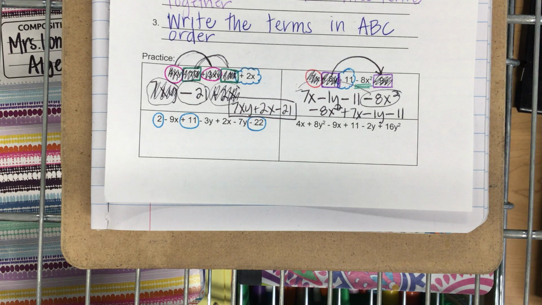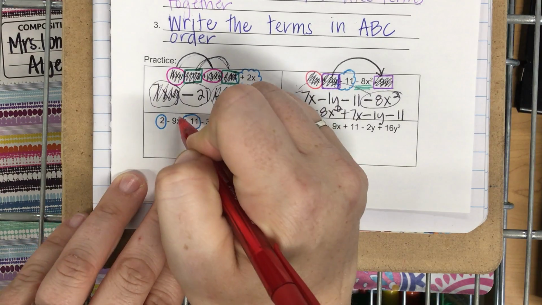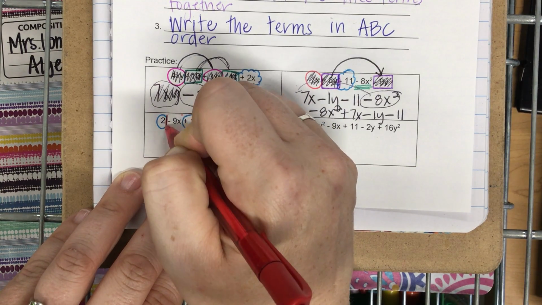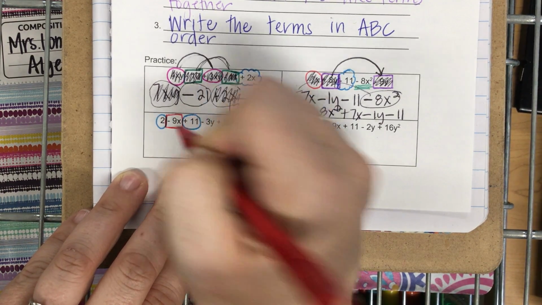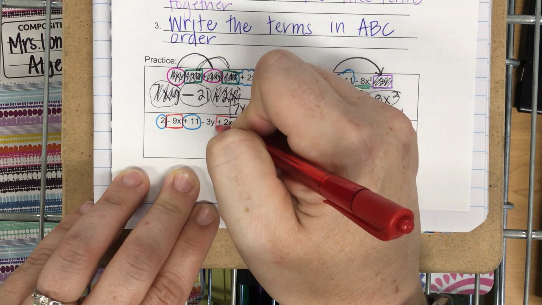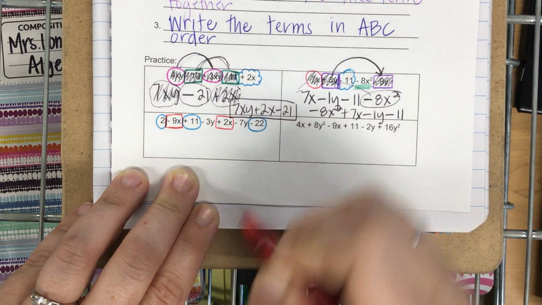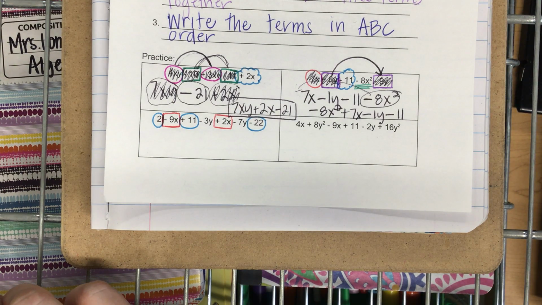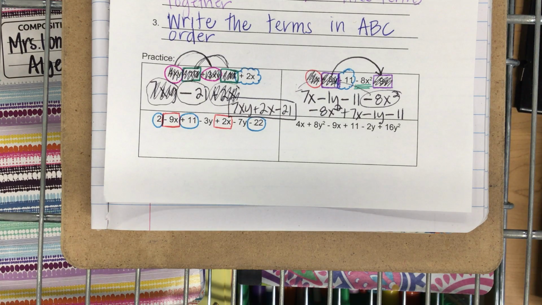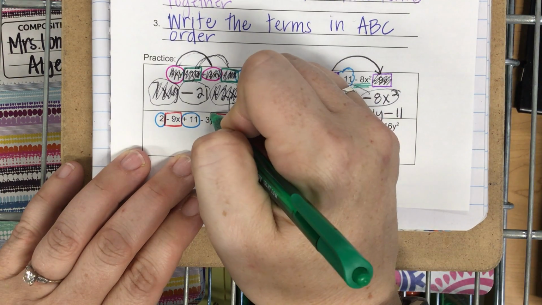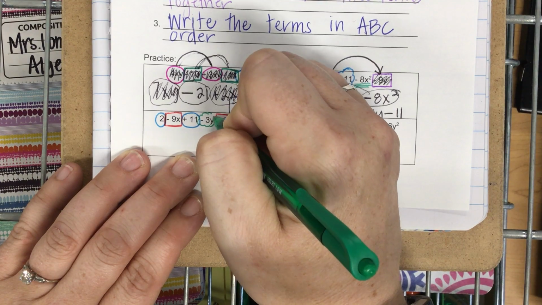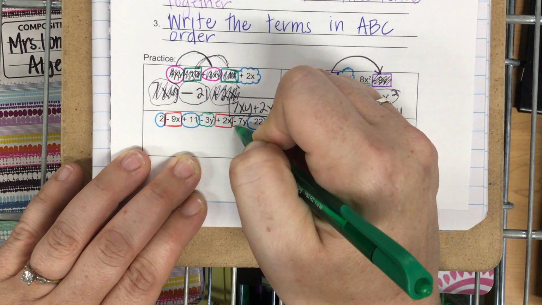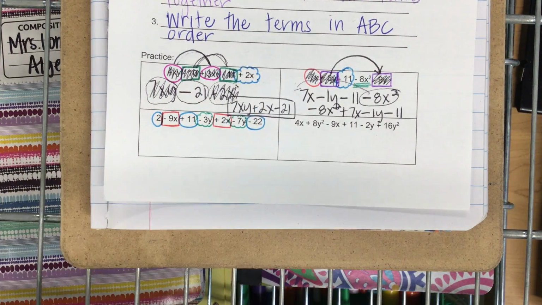Taylor, give me another grouping of numbers. What else are like terms? Negative 9x and positive 2x. Perfect. Negative 9x and positive 2x go together. They are like terms. Paxton, tell me another one. Perfect. Negative 3y and negative 7y. Excellent.